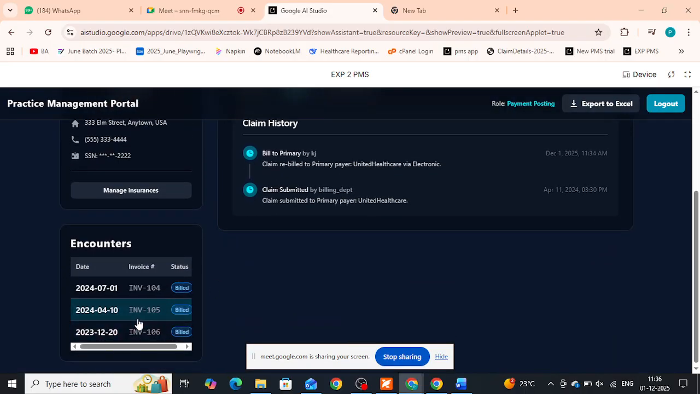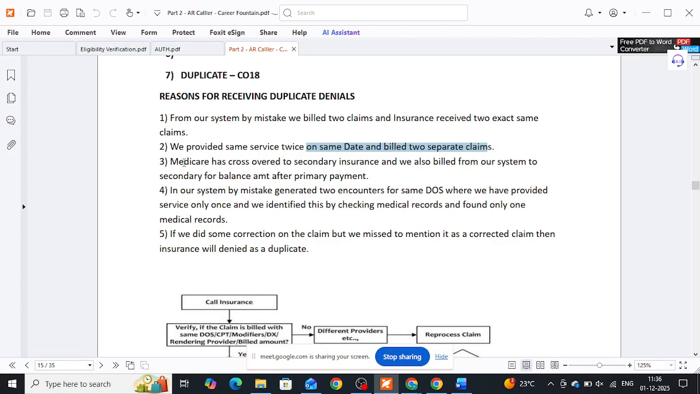the system. We should confirm that with our client, because we can explain in our notes that we can see two invoices in the system for the same date of service, but we have only one medical record. Please confirm whether we really provided this service twice or we have to void one invoice. Void means cancel. So this is one reason.